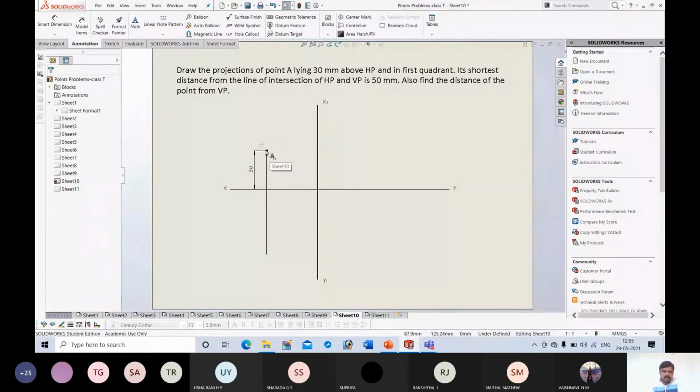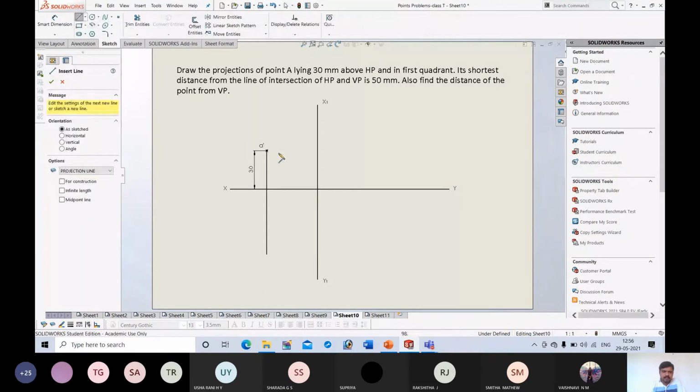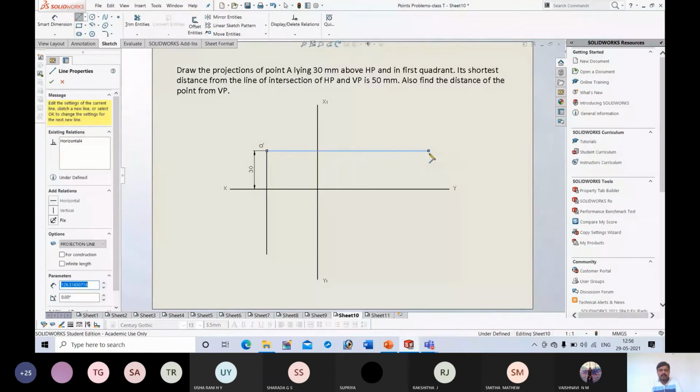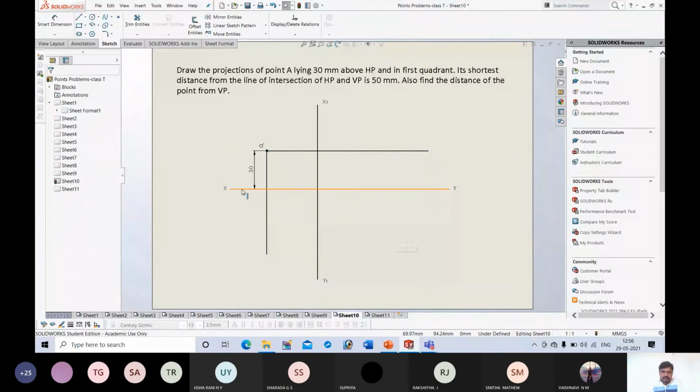Next, I know I should get the profile view and the projector of the front view. A dash is the front view. I will draw its projector, that is a horizontal line, on which I should get the profile view. The line of intersection of HP and VP is this XY line. For taking this 50 mm, you have to consider this point on the XY line.